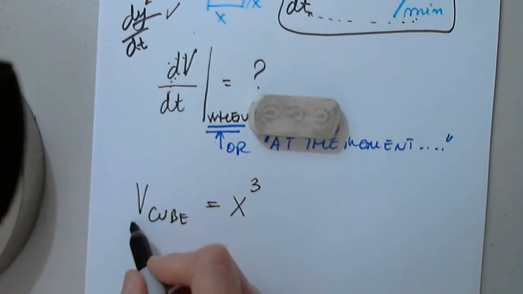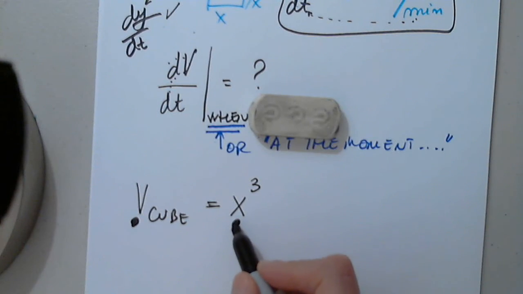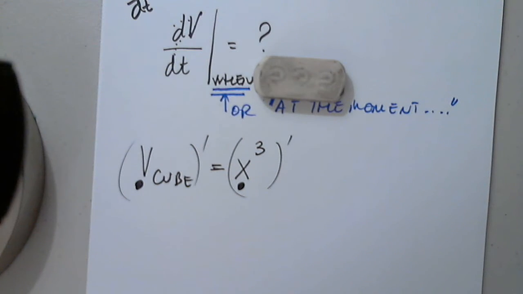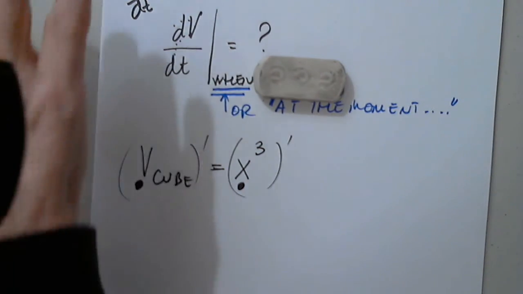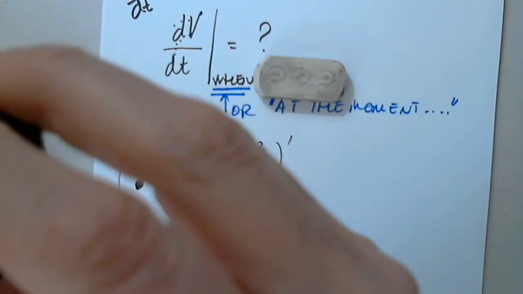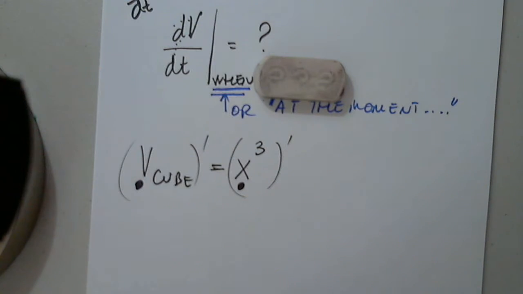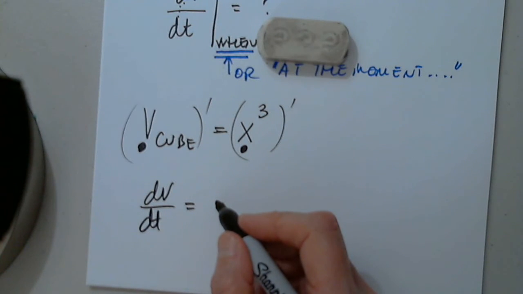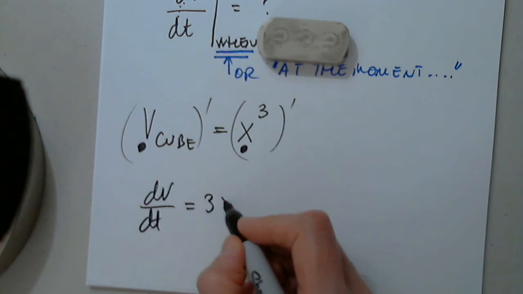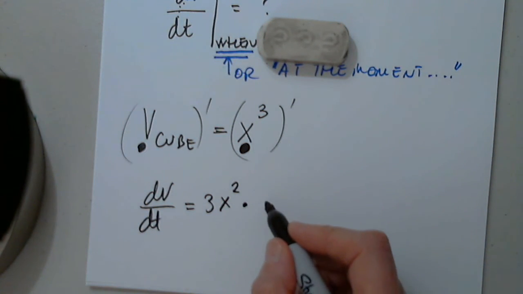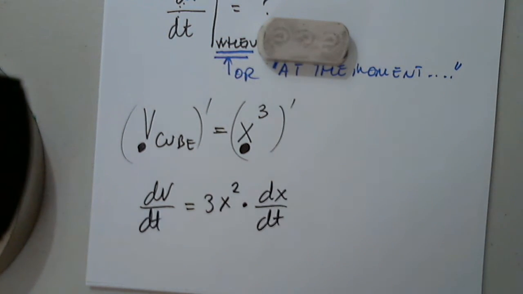Excellent. So let's differentiate. What do I write on the left-hand side? dv over dt. Excellent, thank you. What do I write on the right-hand side? 3x squared times dx over dt. Brilliant, excellent.